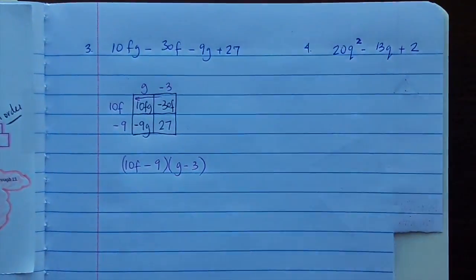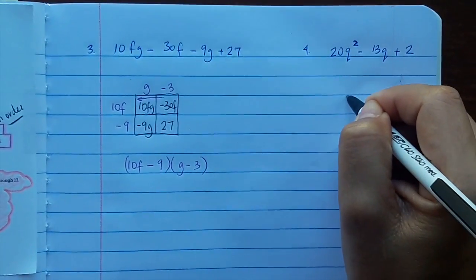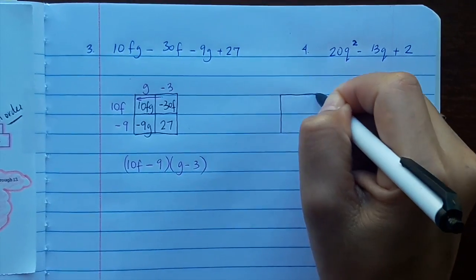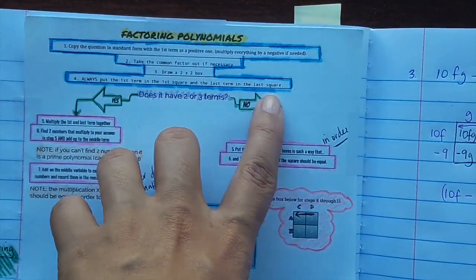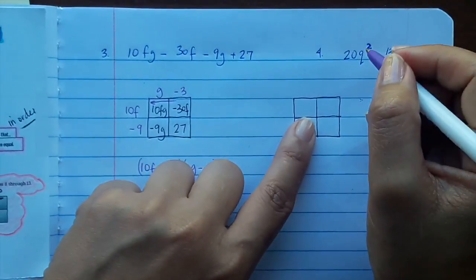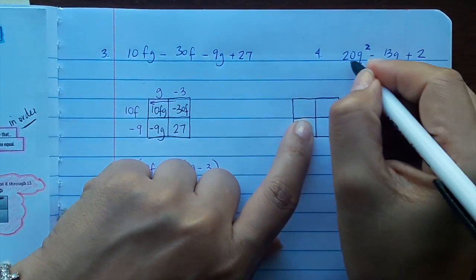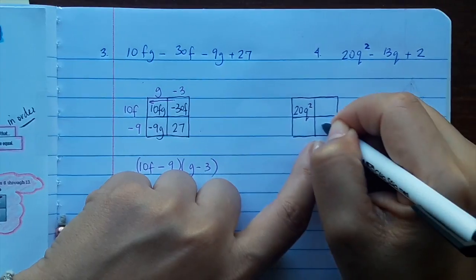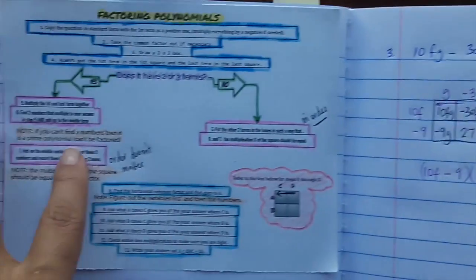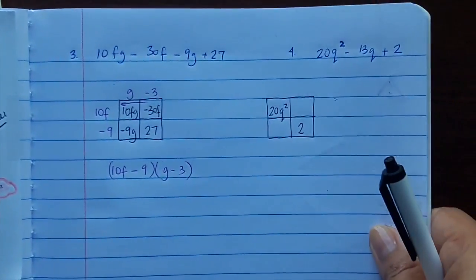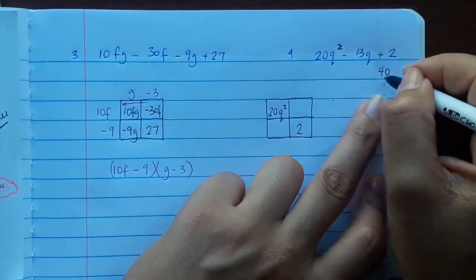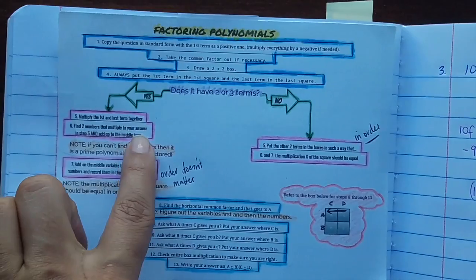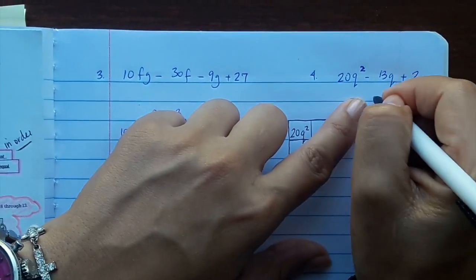Alright, so again, 2 terms. This time I'm going to show you how to find the 2 numbers without a calculator, because sometimes this can get really lengthy. Alright, so again, 2 by 2 box. First term in the first box, last term in the last box. And then you need to find 2 numbers that multiply to, so again you have to do the first term times the last term. So 20 times 2, which is 40. So 2 numbers that multiply to 40 and add to negative 13, the middle term.